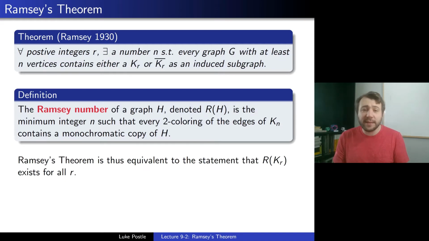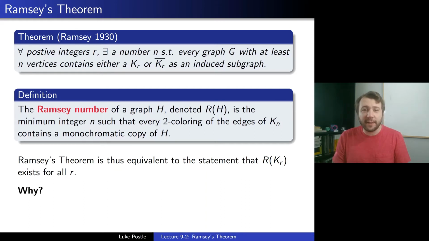Ramsey's theorem is thus equivalent to the statement that R(K_r) exists for all r, that the Ramsey number of cliques exists. It is well defined. There is some number, right? That's the Ramsey number for n and H.